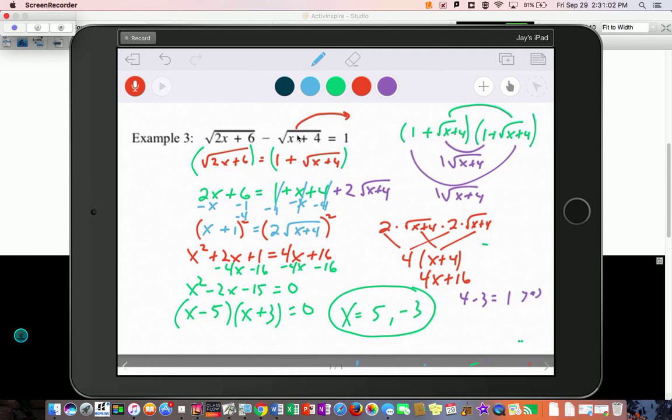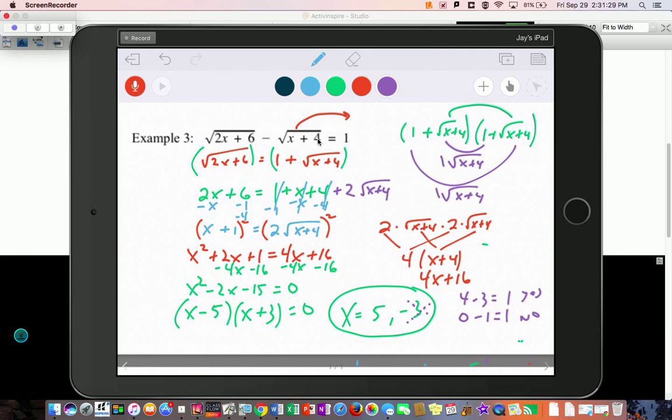And then if you try the negative 3, put the negative 3 here. 2 times negative 3 is negative 6. Plus 6 is 0. So the square root of 0 is 0. And then negative 3 plus 4 is 1. Square root of 1 is 1. So you end up with a statement like that. Well, that is a no. So the negative 3 will not work.